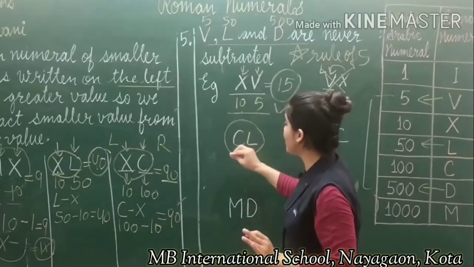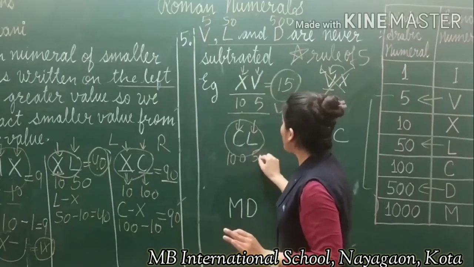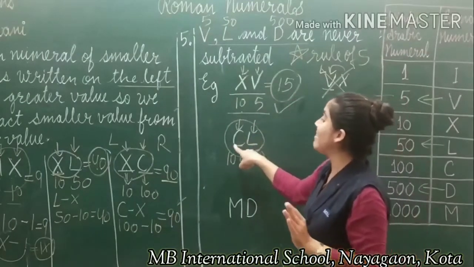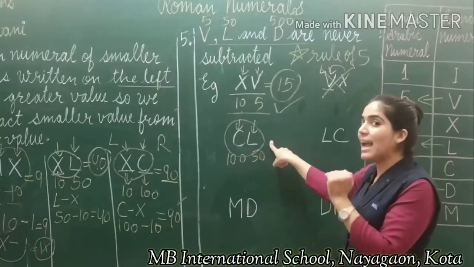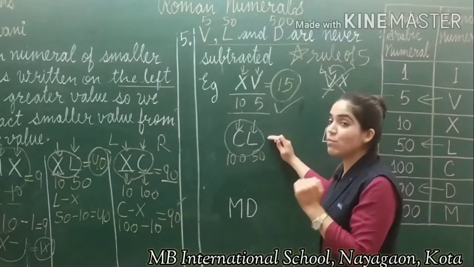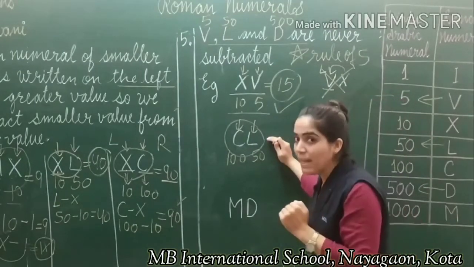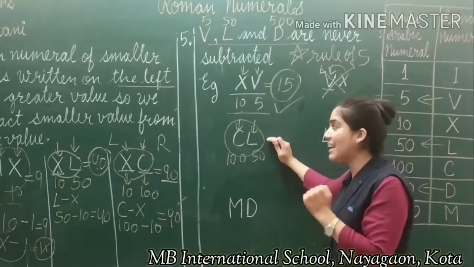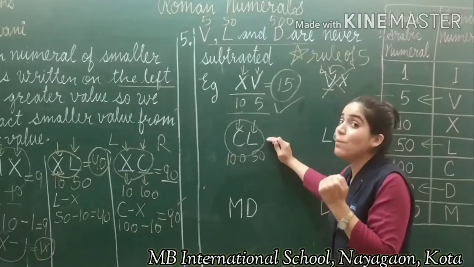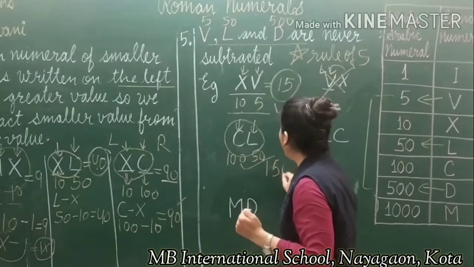Next example, here you can see I have taken 100, C, and L 50. So L is a smaller value and C is a greater value. And the L, which is the smaller value, is written at the right side. And when the smaller value is written at the right side, जब smaller value right side पे लिखी होती है तो इसका मतलब हमने उसे add किया है. It means we added it. हमने उसे greater value में add किया है. So this is a right format which makes 150.